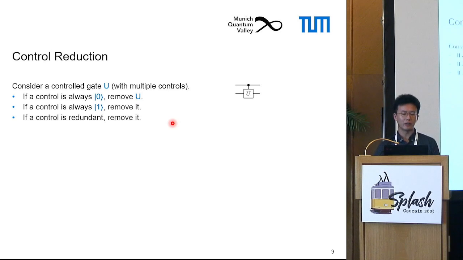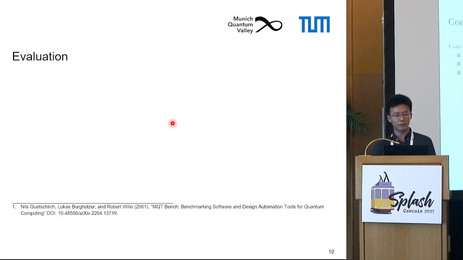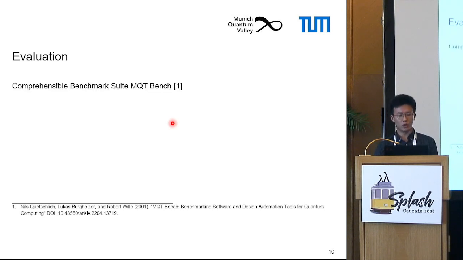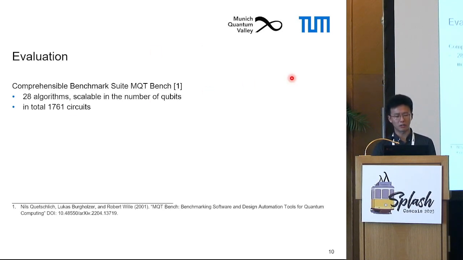So this is the high-level idea of our implementation. We have implemented our quantum constant propagation as an artifact, and we wish to evaluate how it works. So we evaluate our optimization method on the Munich Quantum Toolkit benchmark. This is developed by one of the groups in the Technical University of Munich. It has 28 algorithms, scalable in number of qubits, and in total 1,761 circuits.